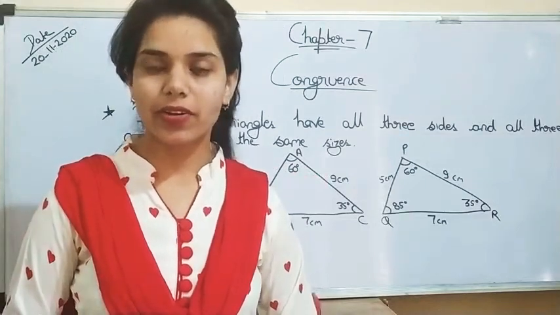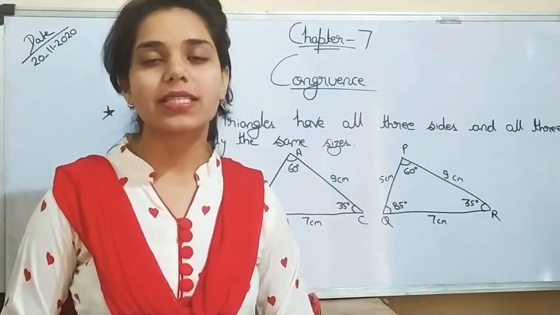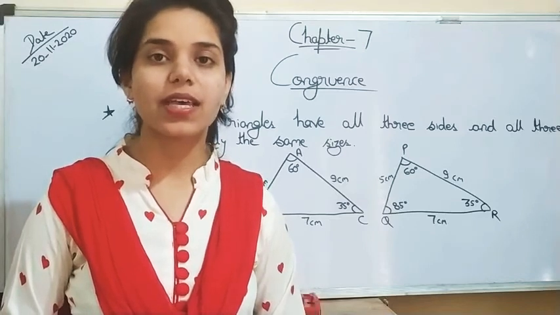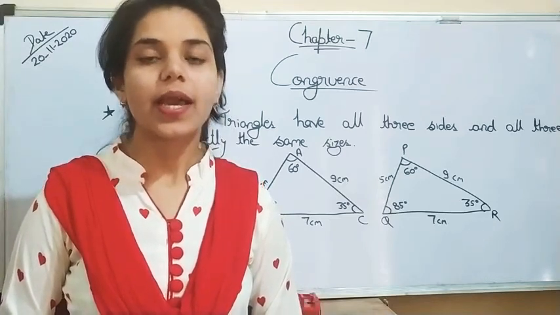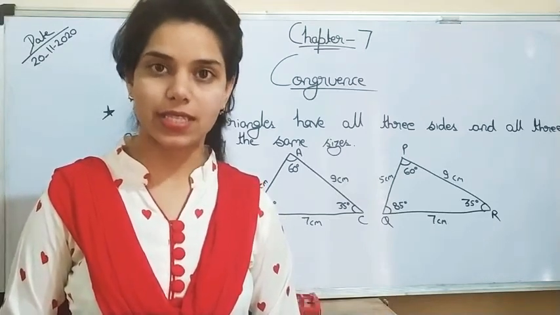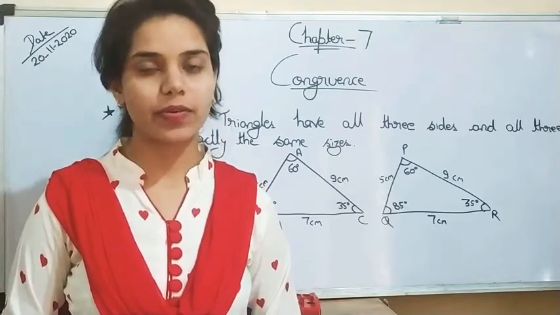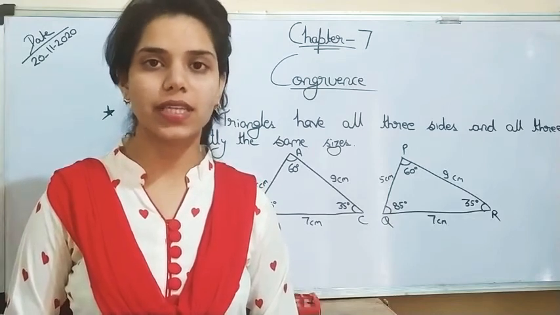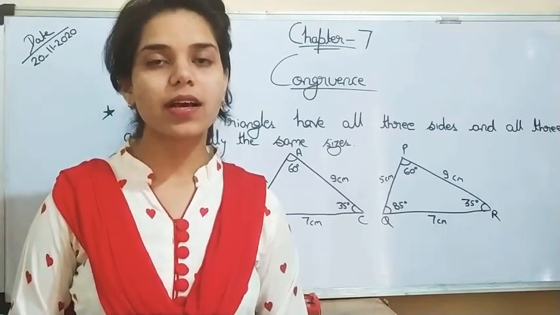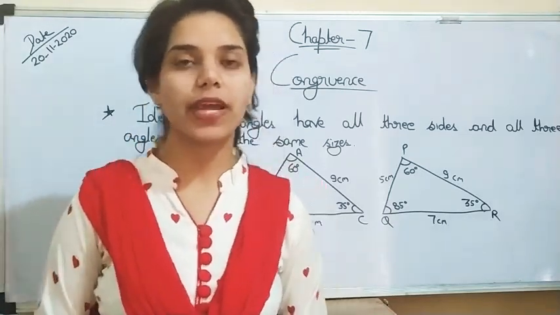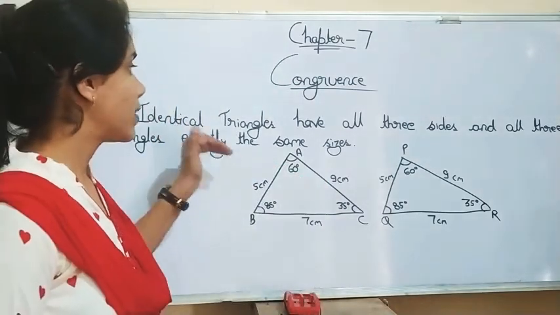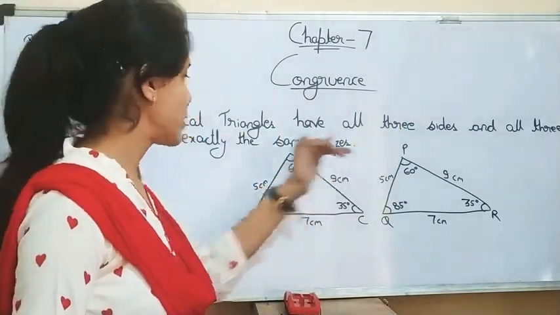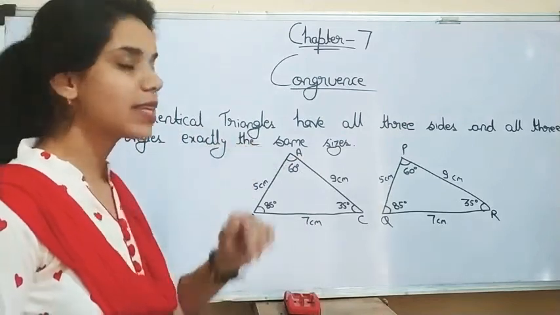What is meant by congruency? Congruency means if two shapes or two figures have the same measurements, meaning the measurements of their sides and angles are equal, then they are said to be congruent figures or congruent shapes. Okay. What is the condition for congruency of triangles? Two identical triangles having all three sides and all three angles exactly the same size.